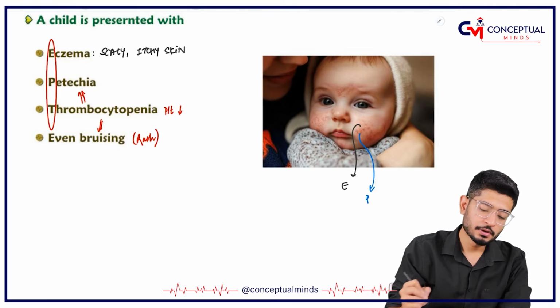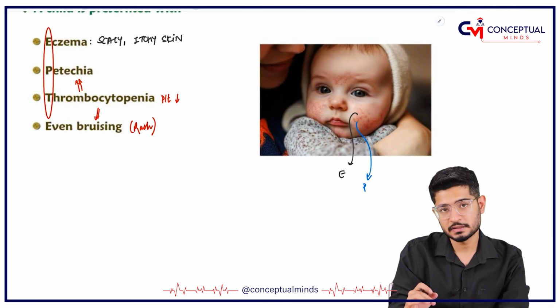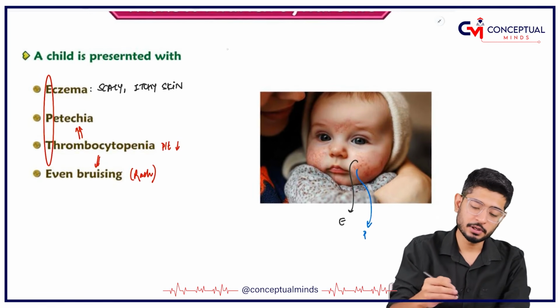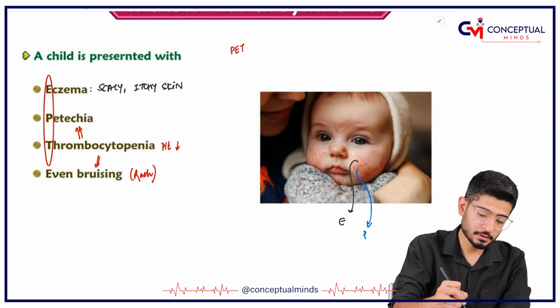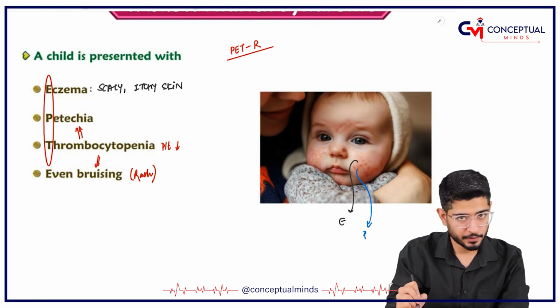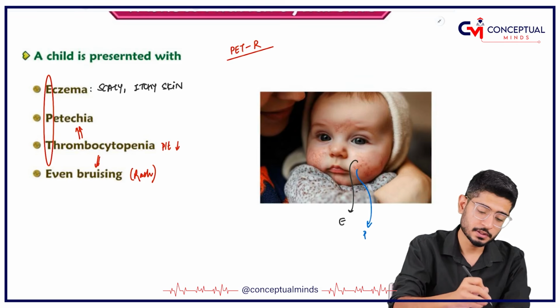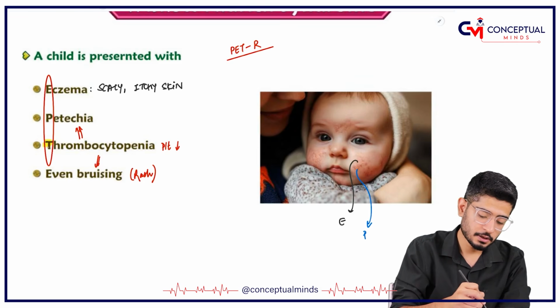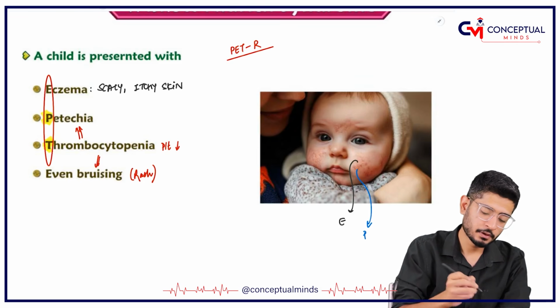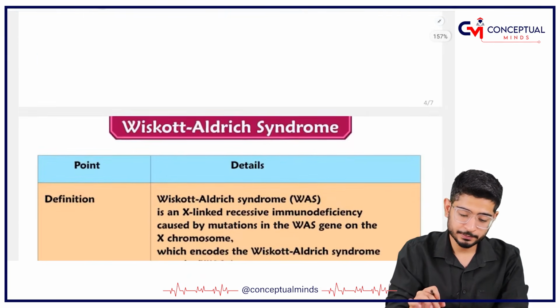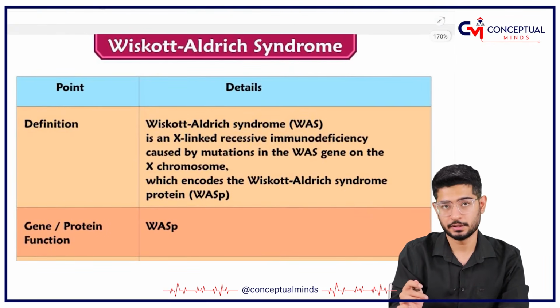Wiskott-Aldrich syndrome can be remembered with a mnemonic called PET, or you can remember RPET. Petra or RPET, anyhow you can remember. What is T? T for thrombocytopenia. What is P? P for petechiae, E for eczema.